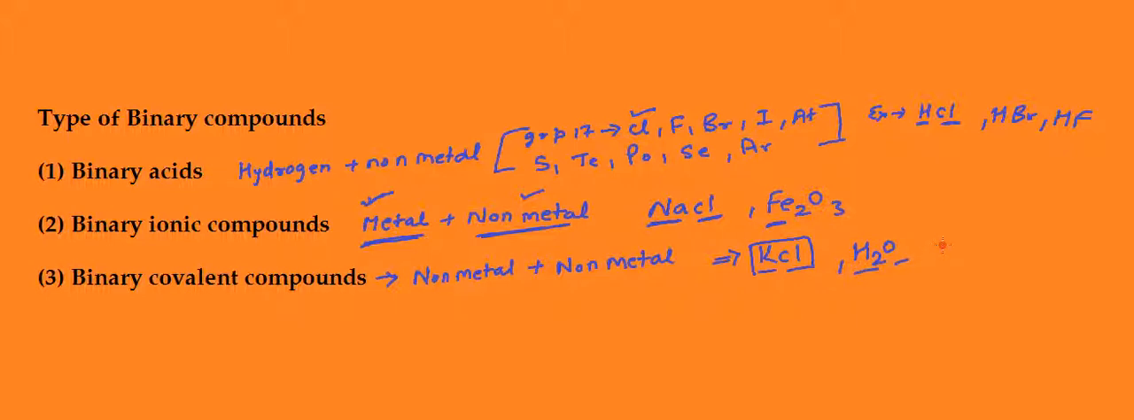So like for example, I'll put K2O. This is also a binary covalent compound because both are non-metallic in nature.